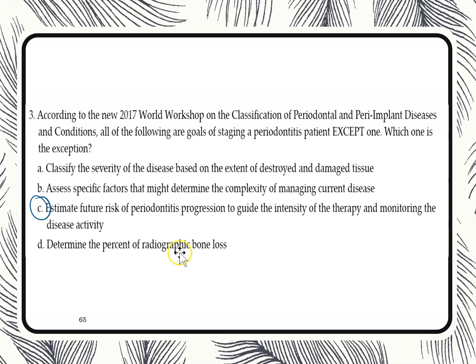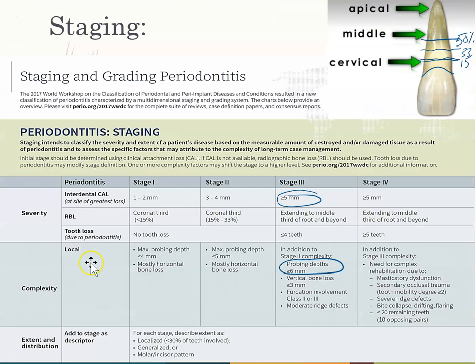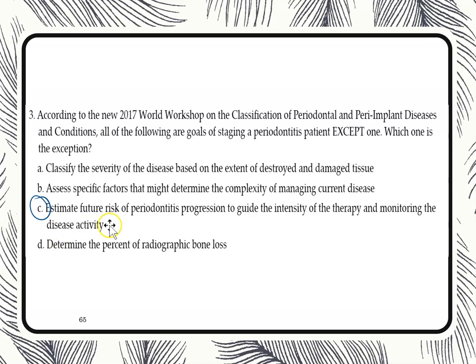And then it determines the percent of radiographic bone loss. That's this one, percent of radiographic bone loss is in the staging section. But what it does not do is that it does not estimate the future risk of periodontitis progression. So grade A, grade B, grade C, that tells you how fast the perio is progressing. So that is with grading, not staging.